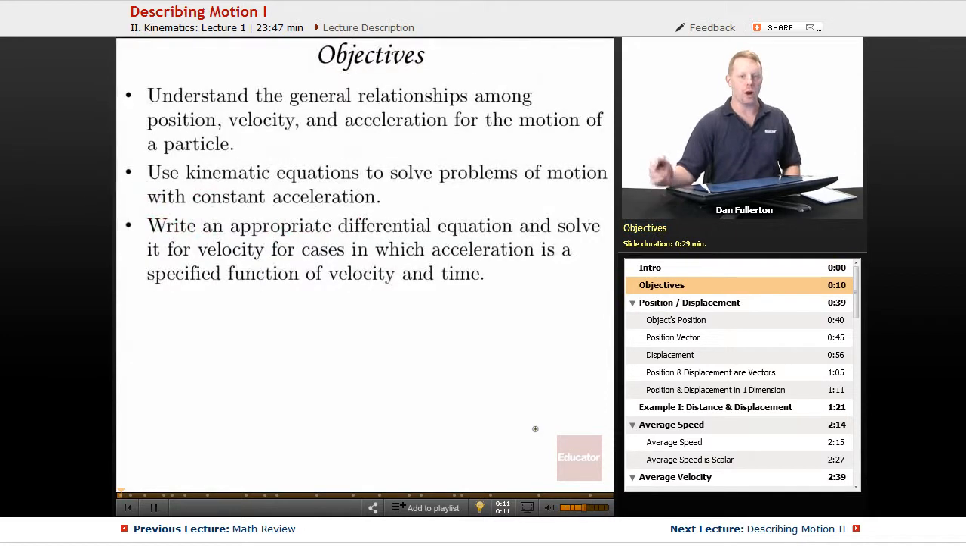In this lesson we're going to start our study of kinematics, looking at the descriptions of motion. Our objectives include understanding the general relationships among position, velocity, and acceleration for the motion of a particle, using kinematic equations to solve problems of motion with constant acceleration, which will carry over into the second half of our lesson, and writing an appropriate differential equation and solving it for velocity in cases when acceleration is a specified function of velocity and time.